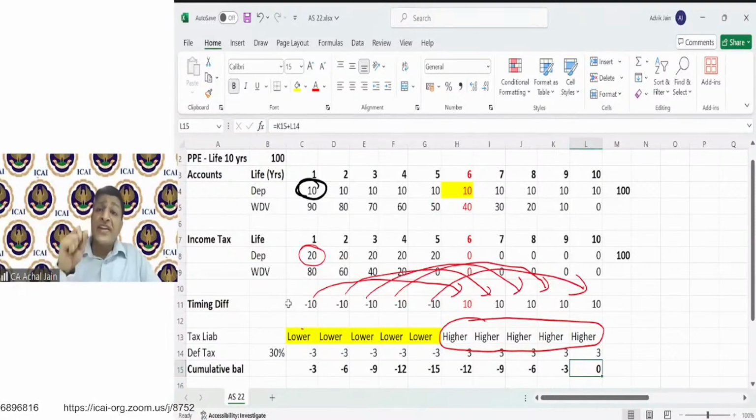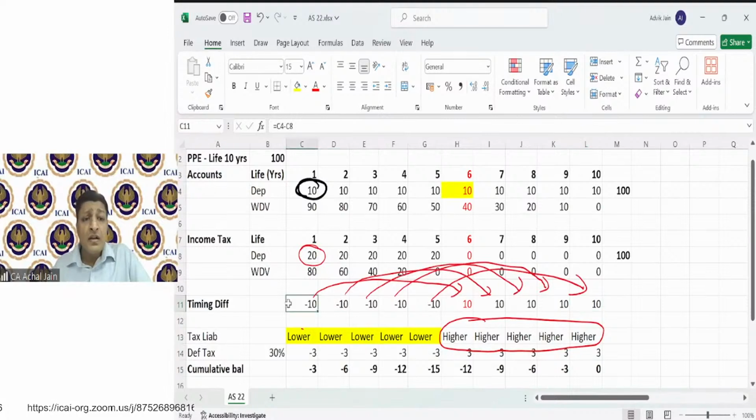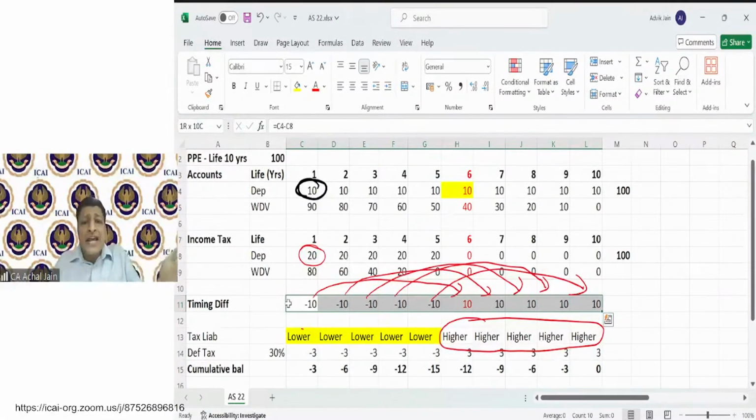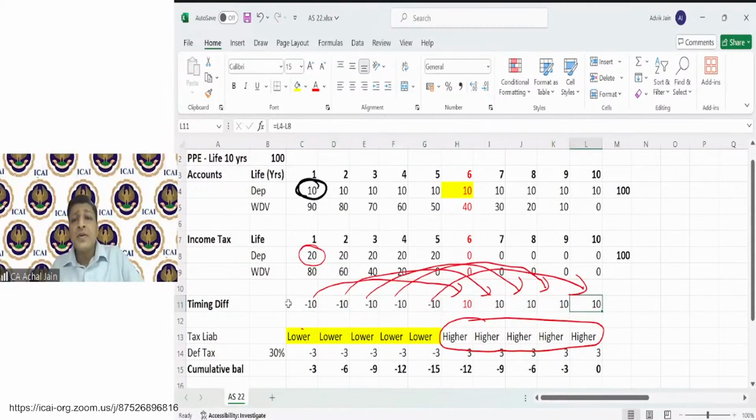So whenever we have any difference, what is it that we need to check? We need to check whether this difference is permanent in nature or is only a timing difference. Now, how do you check that? If you look at this difference over a period of 10 years, what do you find? It becomes 0. So let's take a total of this. Over a period of 10 years, it creates 0 impact.